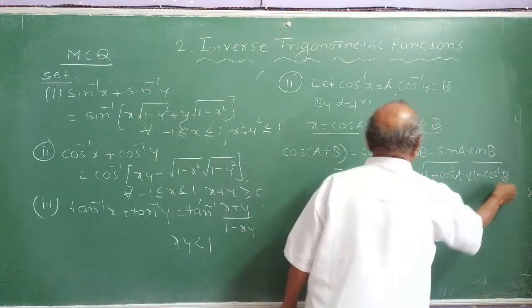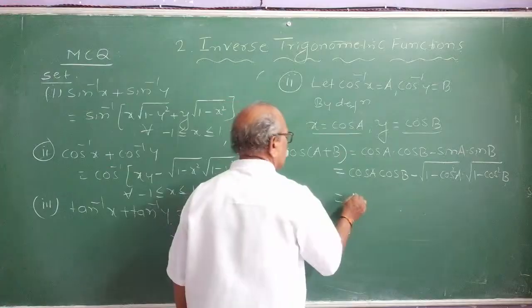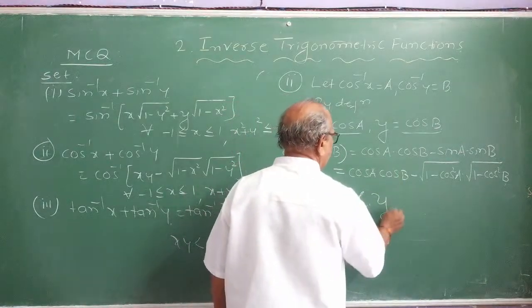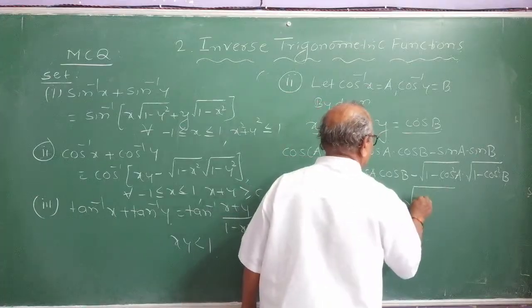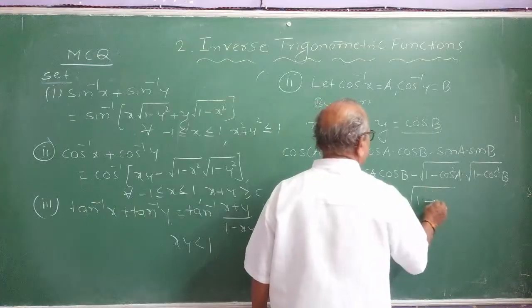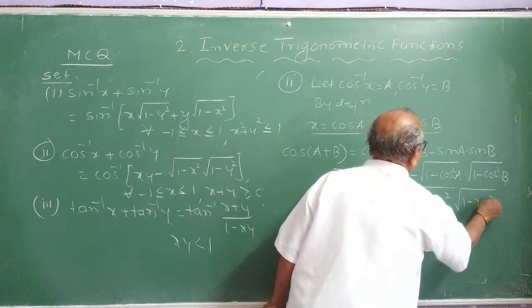Observe. Now you substitute. What is cos A? Cos A is equal to x. Cos B is equal to y. Minus root of 1 minus cos square A, and 1 minus cos square A is 1 minus x square. Root of 1 minus cos square B is 1 minus y square.